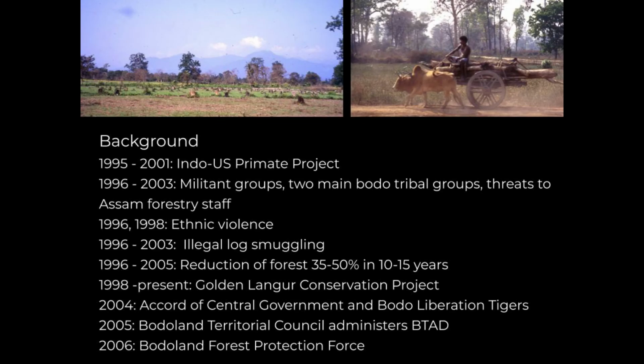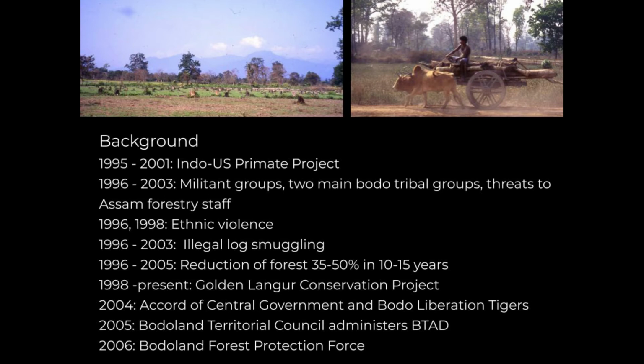This brief history of recent events lets you see how complicated the political situation was when we started the project in 1998. The militant groups in the forest threatened the Assam Forest Department staff and caused the ethnic violence and ultimately led to the 50% deforestation.